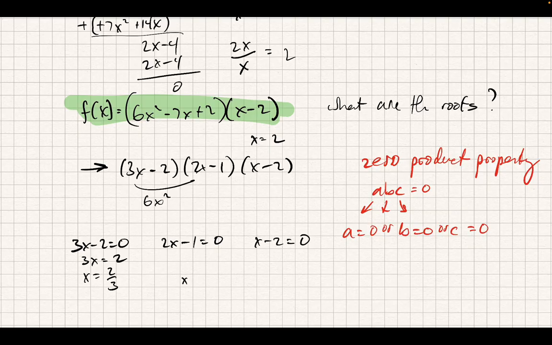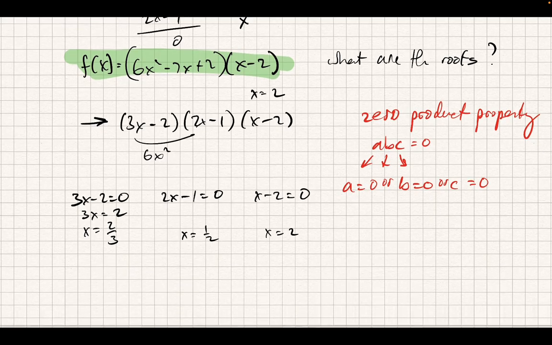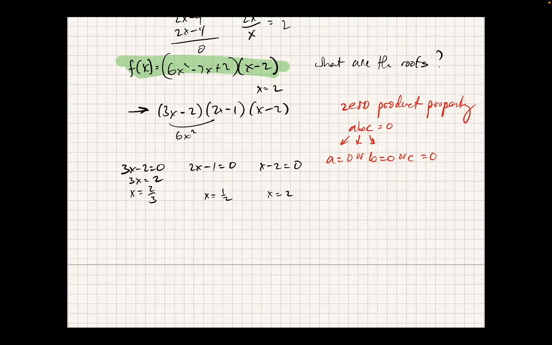What's this root? X equals 1 over 2. What's this root? X equals 2. Right. So this graph would cross the x-axis where? 2/3, 1/2, 2. So let's do 1/3, 2/3, 3/3. But then where's half? 1, 2, 3. So this would be 1. This would be 2. So x equals 2, x equals 1/2, and x equals 2/3. So there's a little move right there.